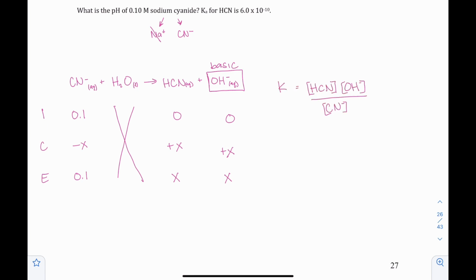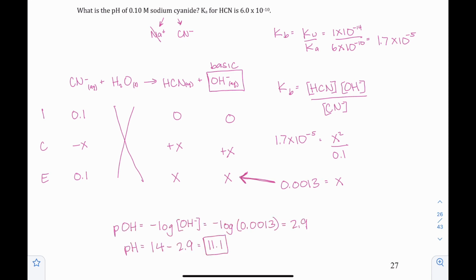Now solve for x using the equilibrium expression. But remember, the solution is basic, so we'll need to use Kb. The problem gives us Ka, so use the equation we discussed earlier to solve for Kb. Then write out the equilibrium expression and solve for x. X is the equilibrium concentration of OH- in the solution. Use the concentration to solve for pOH and then solve for pH.